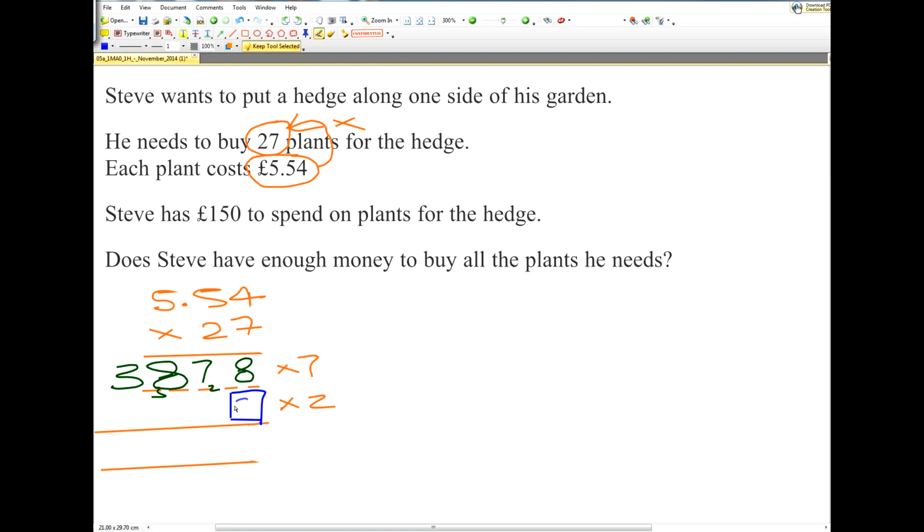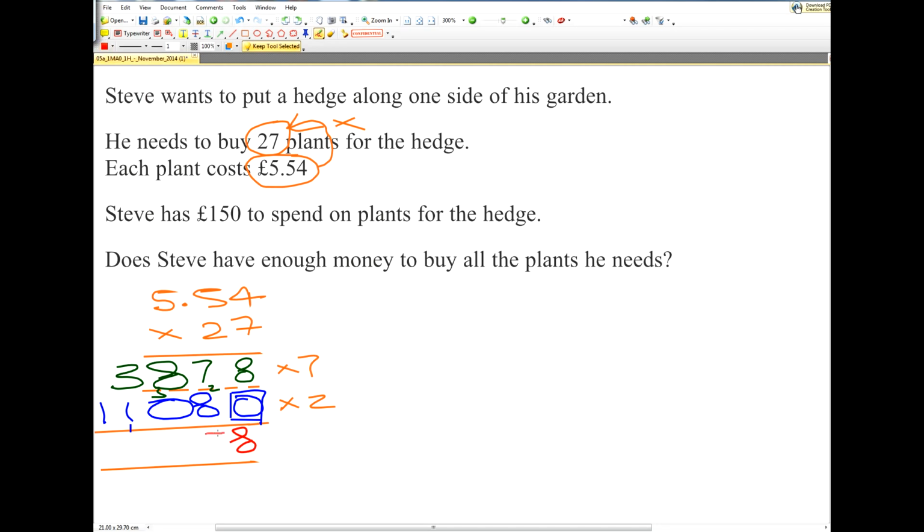Right, what do we put on the next line? Nice big 0. Put a flower there if you like, doesn't matter. 4 times by 2 is? 5 times by 2 is? 5 times by 2 is? Add 1 is? 11. Let's add them up.